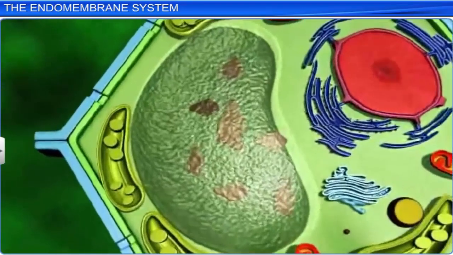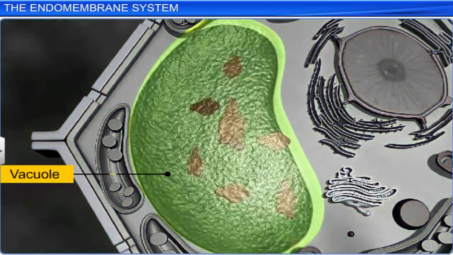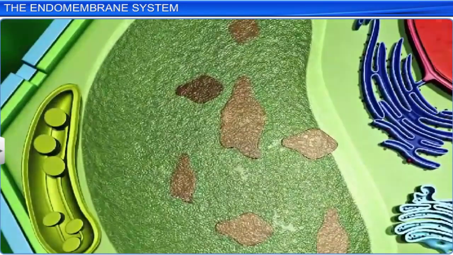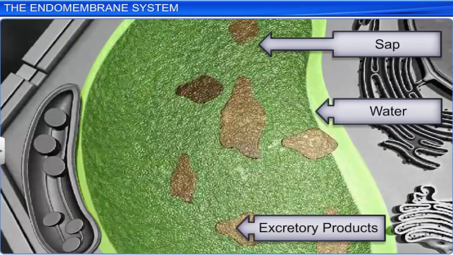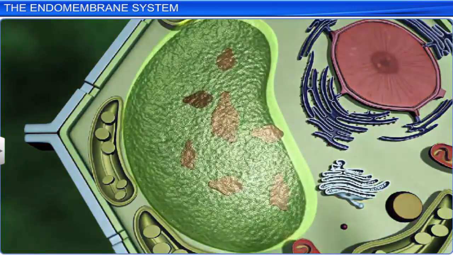Apart from lysosomes, the endomembrane system also comprises vacuoles, enveloped in a membrane called tonoplast. A vacuole contains water, sap, excretory products, and other materials not useful for the cell. The tonoplast of vacuoles in plant cells aids in the transportation of a number of ions and other materials against their concentration gradients into the vacuole, which is one of the reasons for the higher concentration of ions in the vacuole. In plant cells, vacuoles can make up 90% of the volume of the cell.